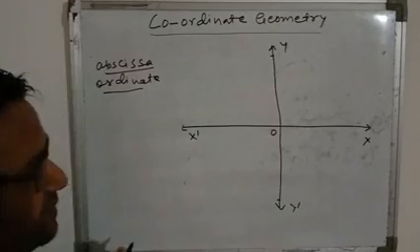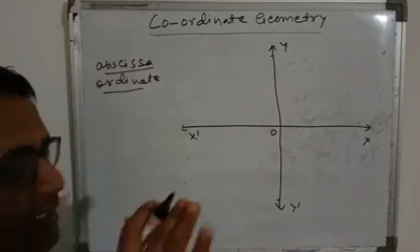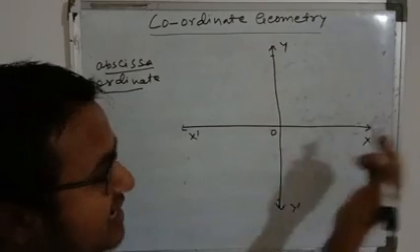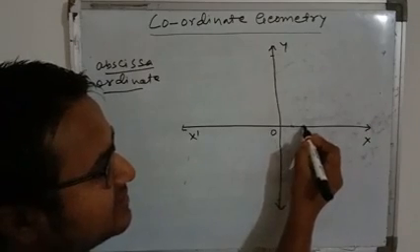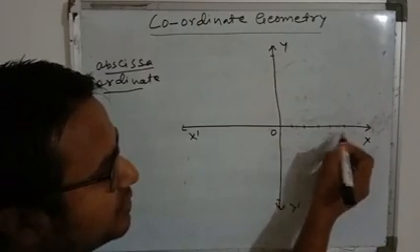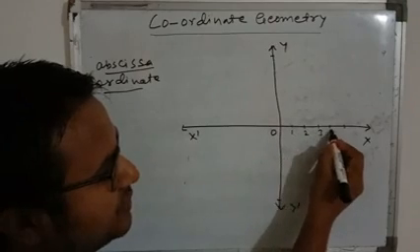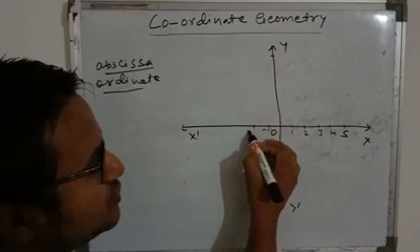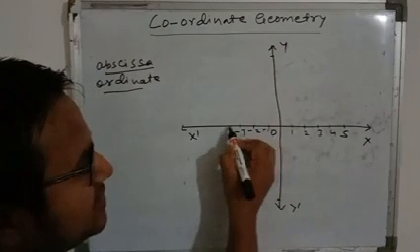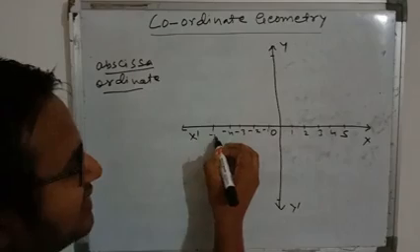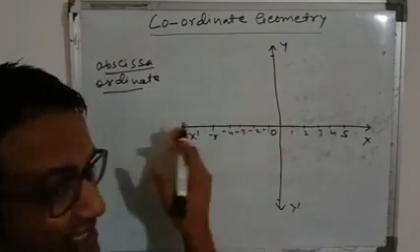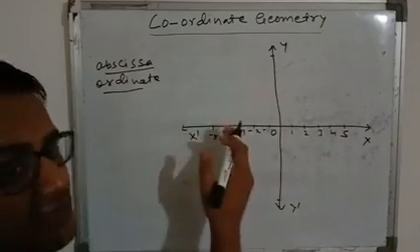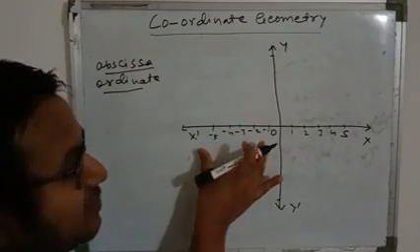Together, abscissa and ordinate will represent a point. Simple example: you know that the right side of the x-axis is the positive direction. Suppose this is 1, 2, 3, 4, 5 plus, and minus 1, minus 2, minus 3, minus 4, minus 5. This left side is the direction of negative abscissa. It is the negative of the x-axis.